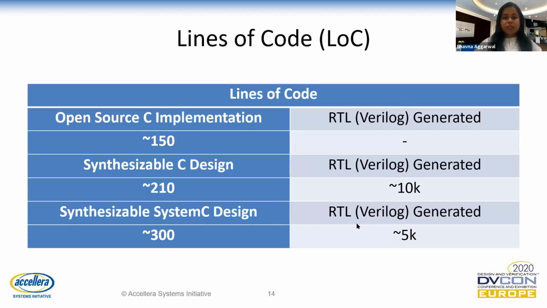Now let's discuss the efforts in terms of lines of code. This table outlines the number of lines of code a developer may write to develop various versions of the same algorithm. It is distinctly visible that the RTL code would be 10 to 100 times more than the software version. However, modification of pure C++ implementation to synthesizable C design is relatively simple, requiring only 1.5 to 2 times the effort.